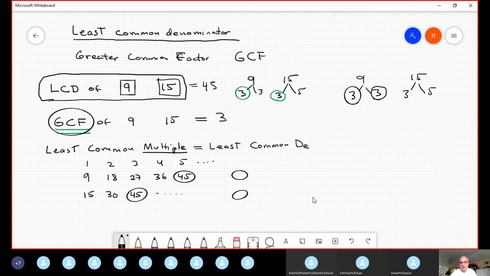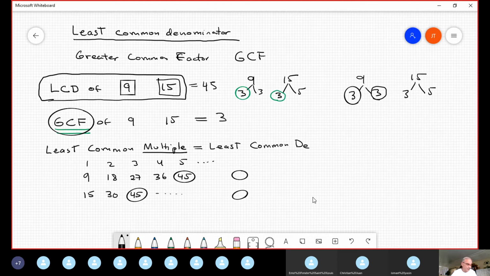What does majority mean? 3 is inside 15, but one time. And 3 is inside 9, but two times. You take the majority, so you take two 3s, and you discard totally this other 3. And the 5, of course, you take. So you take repeated and non-repeated factors. So you multiply: 3 times 3 is 9, times 5. So 3 times 3 times 5 is 45.